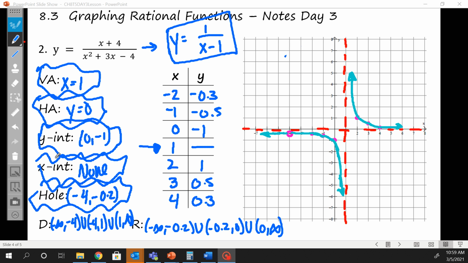Now remember, what we're graphing is x plus 4 over x squared plus 3x minus 4. Turns out that this graph looks very similar to 1 over x minus 1. The only difference is that it has a point of discontinuity that this one does not have. The reason that we're graphing this one is because it is like this one, just with a point of discontinuity.